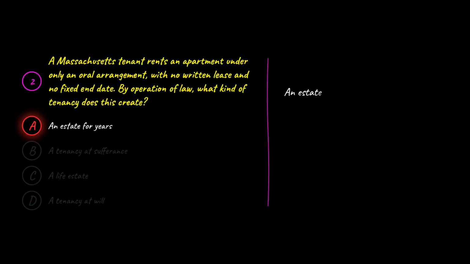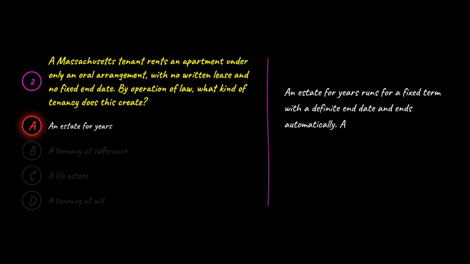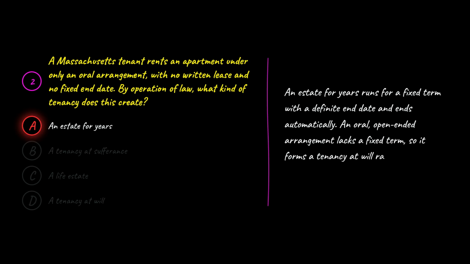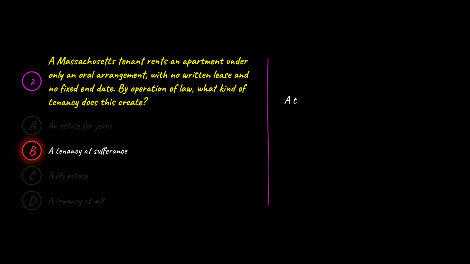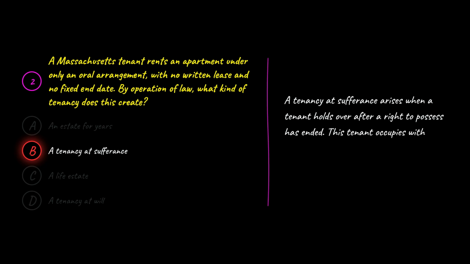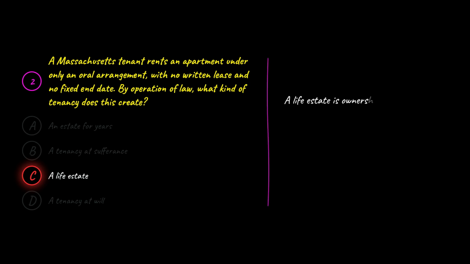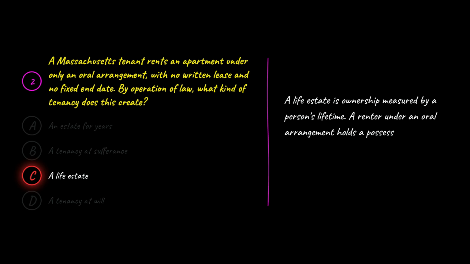A is wrong because an estate for years runs for a fixed term with a definite end date and ends automatically. An oral, open-ended arrangement lacks a fixed term, so it forms a tenancy at will rather than an estate for years. B is wrong because a tenancy at sufferance arises when a tenant holds over after a right to possess has ended. This tenant occupies with the landlord's consent under an oral deal, which is a tenancy at will, not sufferance. C is wrong because a life estate is ownership measured by a person's lifetime. A renter under an oral arrangement holds a possessory tenancy, not an ownership estate tied to anyone's life.